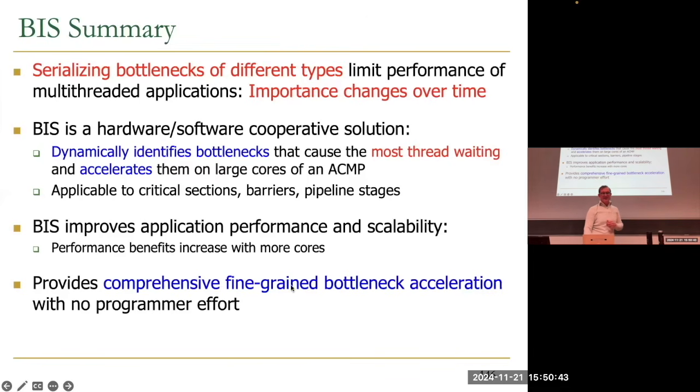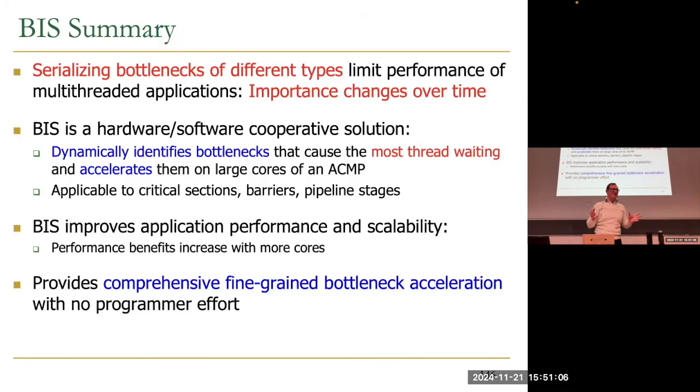This is a mechanism that gives you fine-grained bottleneck acceleration with no programmer effort. Hopefully no programmer effort. If the programmer programs libraries, you could actually do all of this in libraries. You could design a library, locking library, barrier library, pipeline parallel programming library that the programmer uses, and all of these instructions are already compiled, right? That's ideally how it should be.